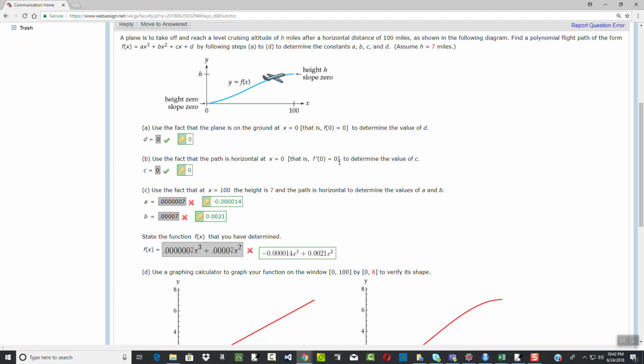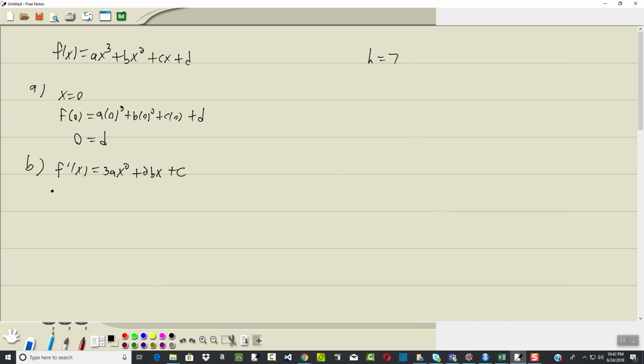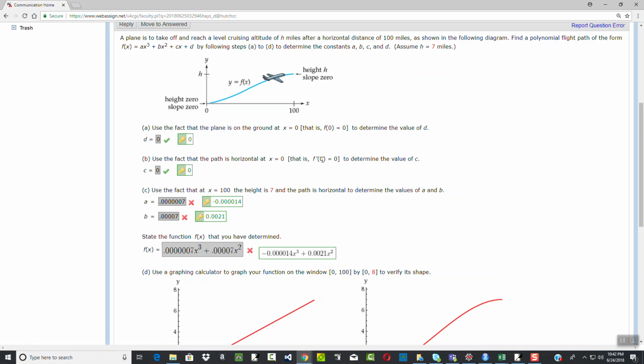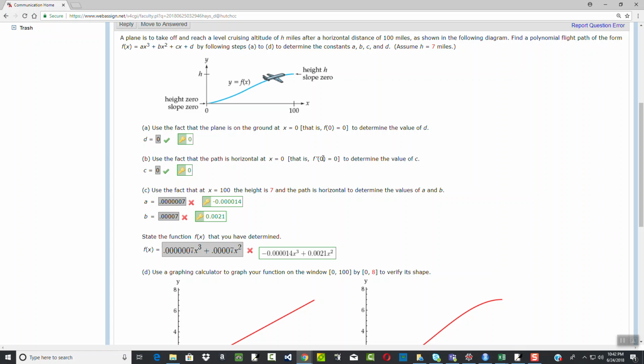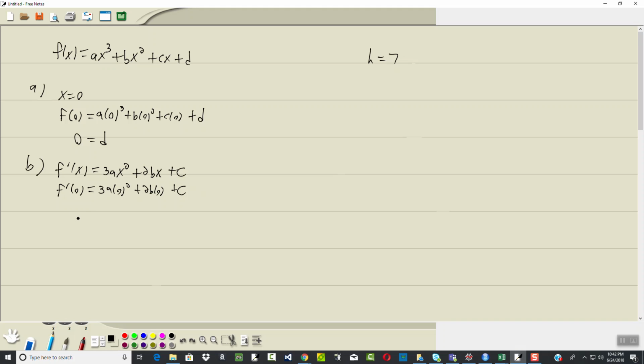f prime of 0 is equal to 0. So if I plug 0 in for x, because they tell us f prime is 0, we get 3a times 0 squared plus 2b times 0 plus c. And f prime of 0, they specifically tell us, is equal to 0. So these drop away, and we get c is equal to 0. Okay, that's interesting.